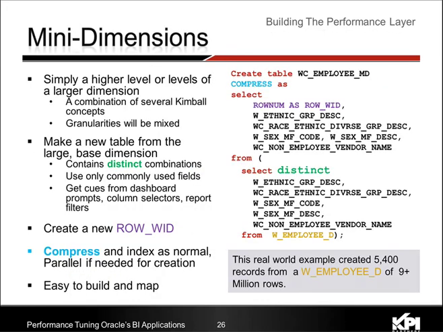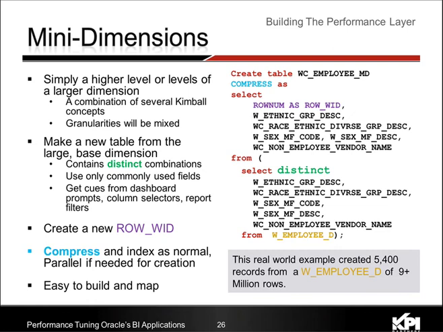Mini dimensions, another object in here. This is simply a higher set of levels of a larger dimension. It's a combination of a few different Kimball dimensional modeling concepts. But the point is that we're going to take a distinct set of our key fields from a large dimension table. So let's look at the query on the right. We'll create a table, WC employee mini dimension, compress as always. We always want to compress. We're going to end up building a new table with a much smaller data set.